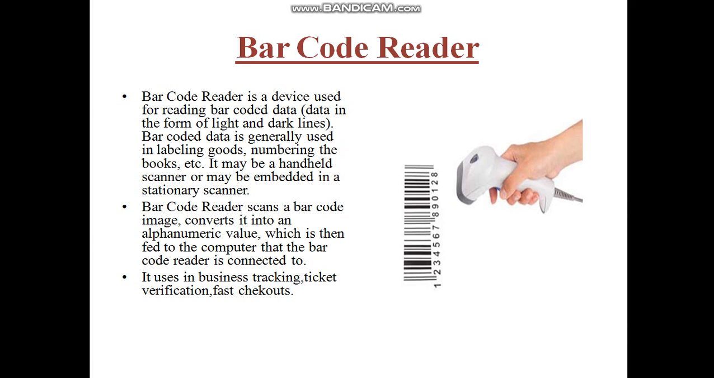For shopping in a shopping mall, there is a barcode on every item. So for fast checkout, a barcode reader improves the shopping experience, making it faster in shops or malls. Also for processing mobile payments, we use a barcode reader. A barcode reader scans a barcode image and converts it into an alphanumerical value, which is then fed to the computer that the barcode reader is connected to. It is used in business tracking, ticket verification and fast checkouts.